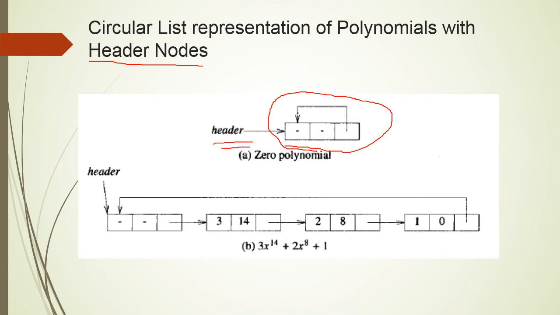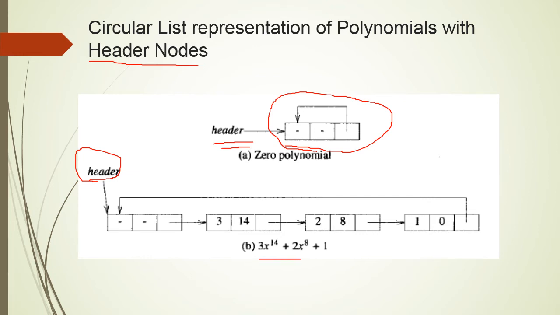So header node is not used to store the actual information, it is used to store some special information like length of a node, etc. This is always present in the beginning of the list, that's why it's called a header node. This is the pictorial representation of a circular representation of polynomial with header node.